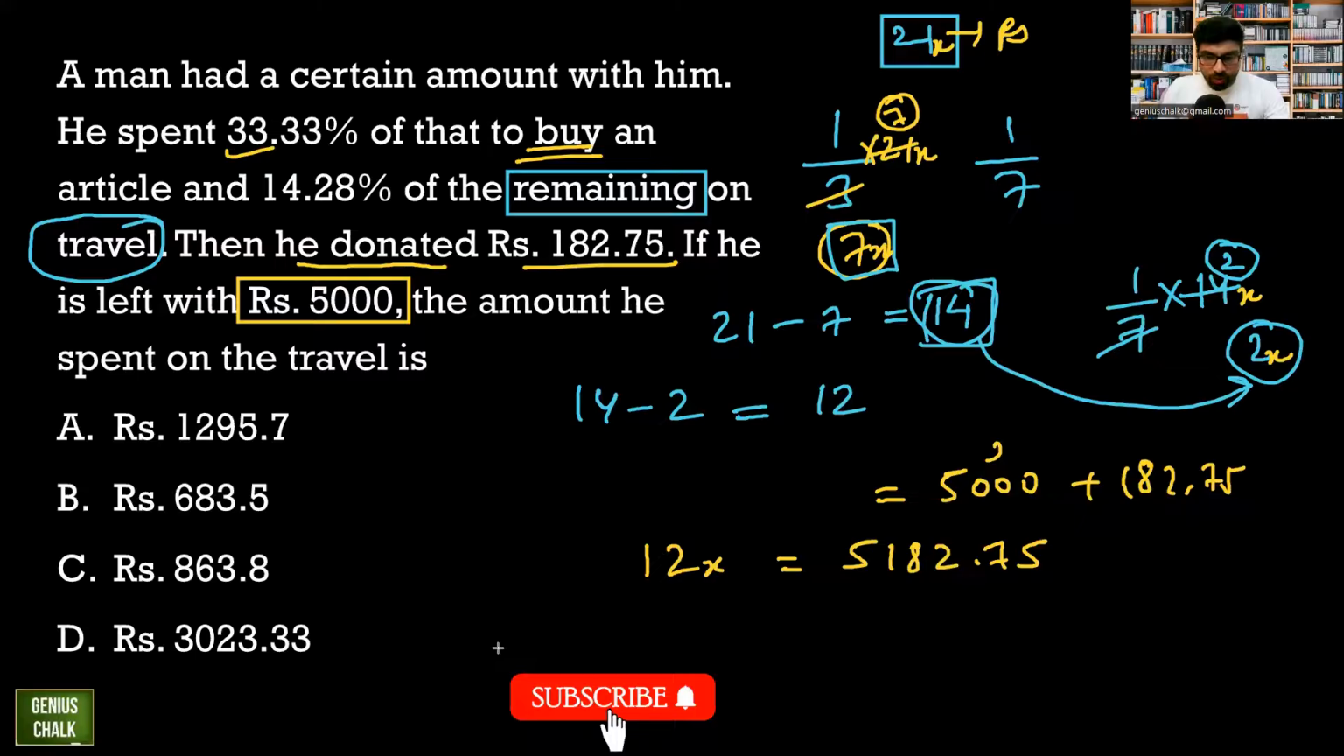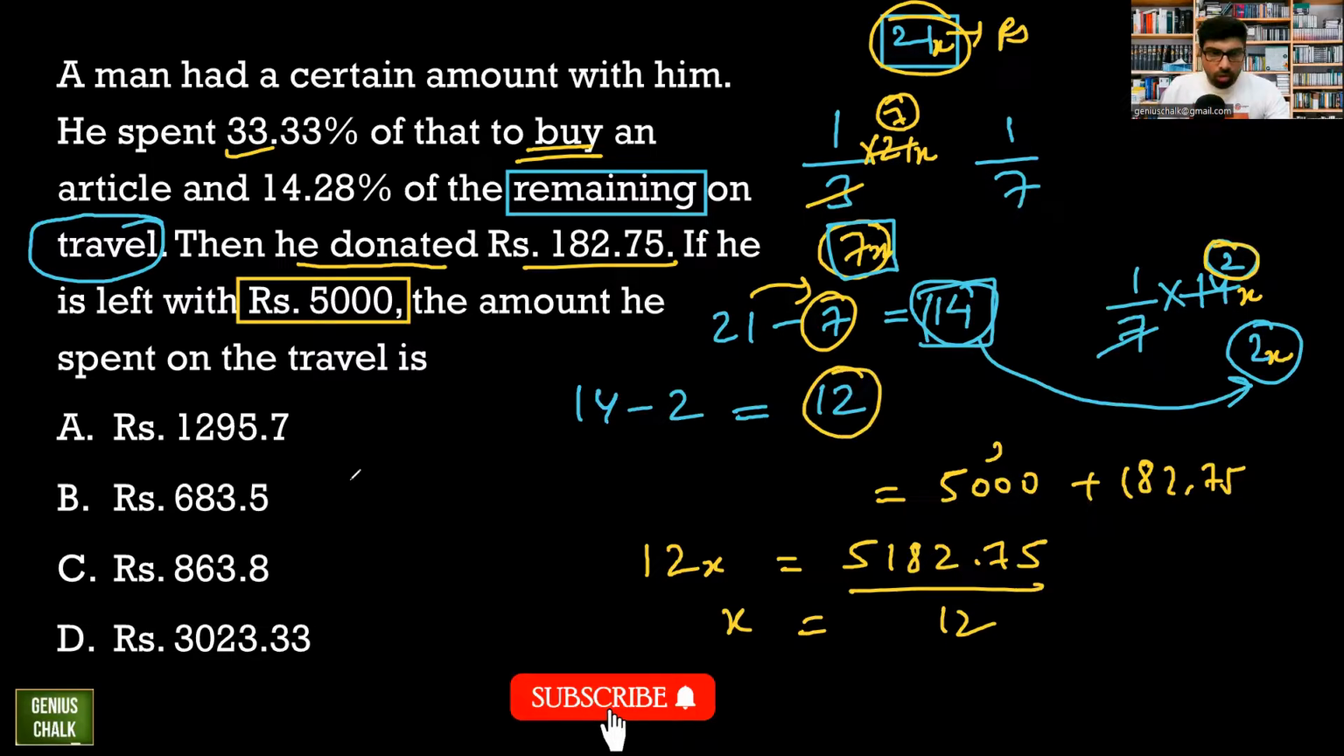Now 12x is there, so can you find x? It will be this by 12. Right. See what we have done. 21 was the total. From 21, 1/3 was gone, so that means 7 was gone. So from 21, we subtracted 7. 14 is left. From 14, 1 by 7 gone, that means 2 gone. So only 12 is left. Now from 12, he is using 182.75, and then the left is this, which is equal to 5,000, right? So we have taken this 182.75 this side. So 12 units, or you can say 12x, is this. So what is x? This.